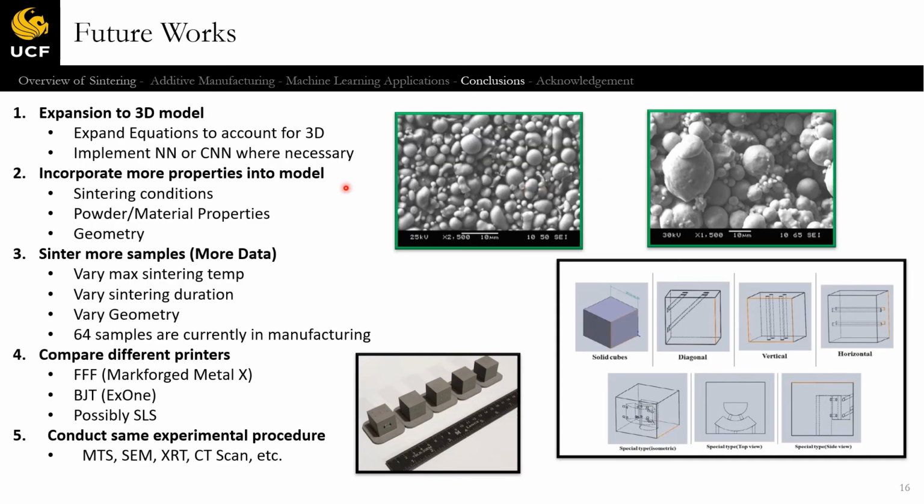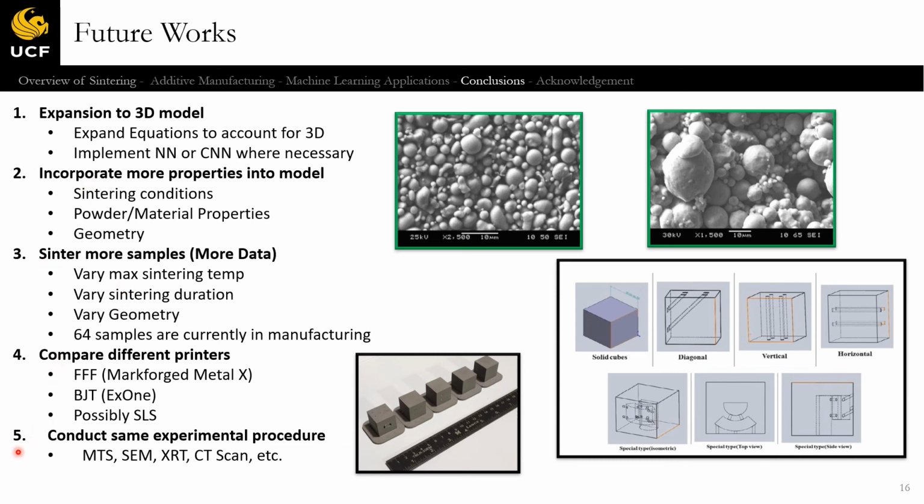So here are some of the works we plan to go into in the future, and that is first and foremost to expand to a 3D model with our predictive capabilities, maybe implement a neural network or convolutional neural network wherever that may be necessary. We want to incorporate more properties into our model, which could be sintering conditions, definitely input powder conditions, what's powder size, powder geometry, distribution, all of that stuff, and then also incorporate input geometry as well.